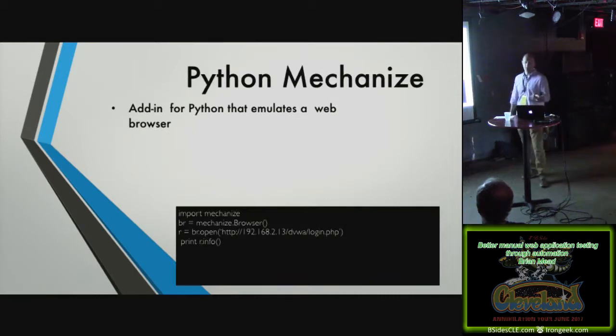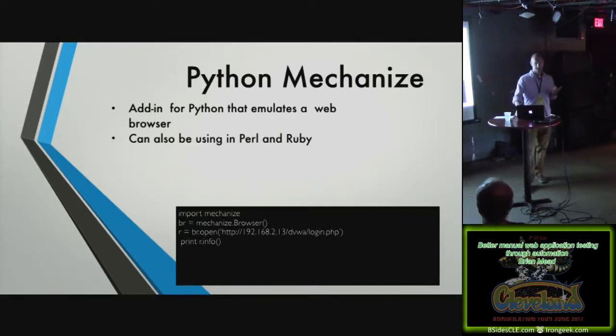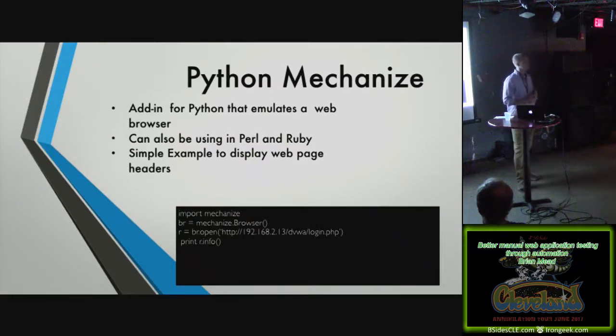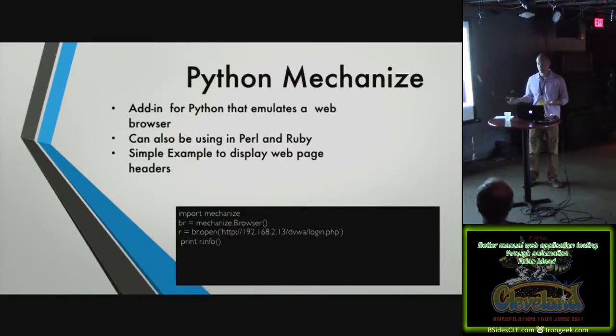So for this example, I chose to go with mechanize. And this is available in several different formats. In this example, we're going to use Python. In just 4 lines of code, you can easily request a page and print the information. So that's why I chose mechanize. And I know this works with Ruby and Perl as well. So if you develop in either of those languages, there's that availability as well.